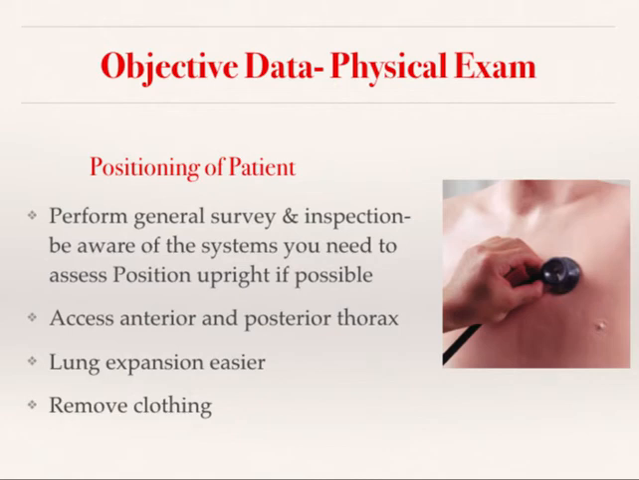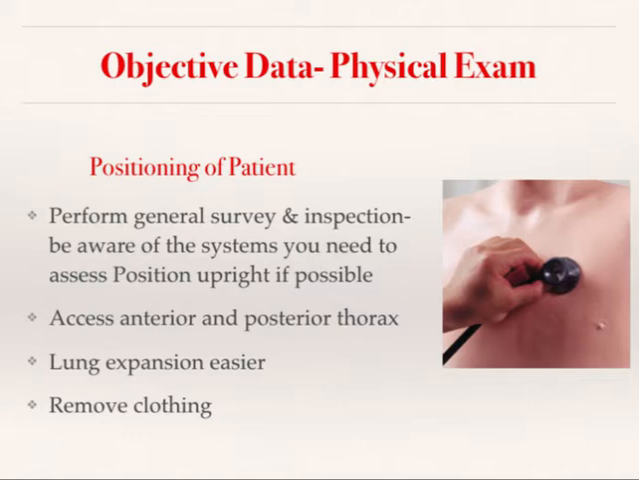Okay, so this next lecture is going to start on our objective data or our physical exam for the respiratory assessment. So when you're looking at your patient, obviously we're going to start with your general survey and inspection. So that begins right when you walk in the room. In terms of positioning your patient, this is kind of important because you want to make sure that you have your patient, number one, comfortable, number two, so you can see them, and number three, that they can get good lung expansion when you're listening to them.